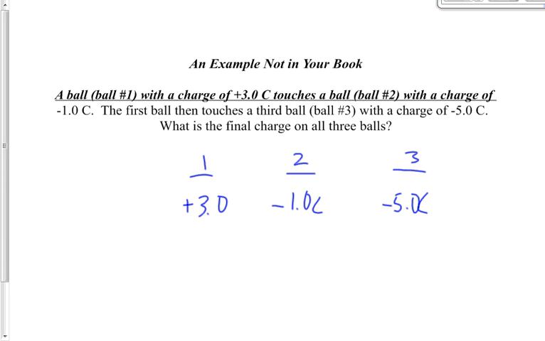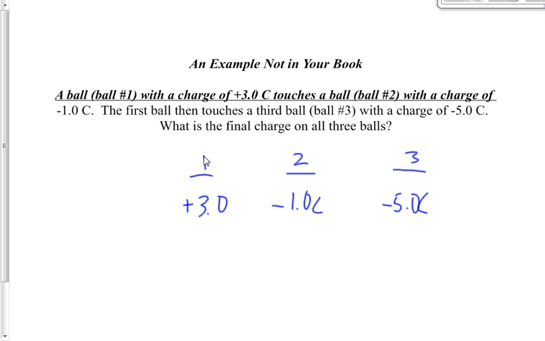Pay really close attention here. Charge number 1 touches charge number 2. The goal here is for those charges to balance. Electrons are going to move back and forth, but the net flow of electrons will be such that the charges will balance out. So how do we figure out what they're going to balance out to be?